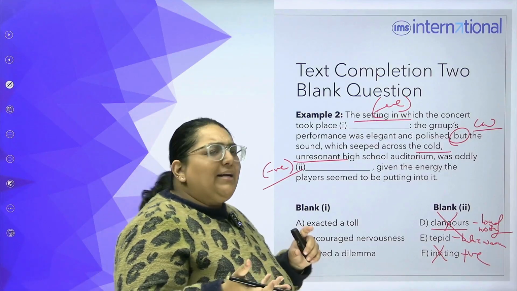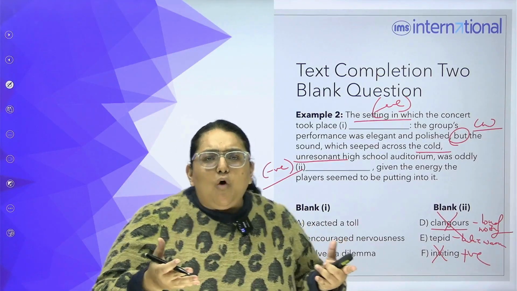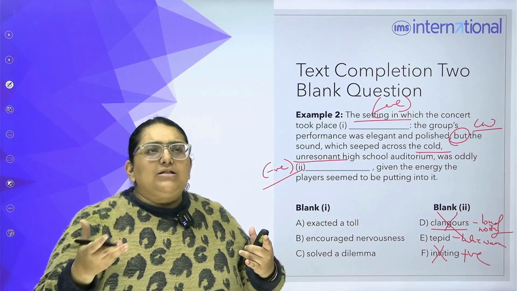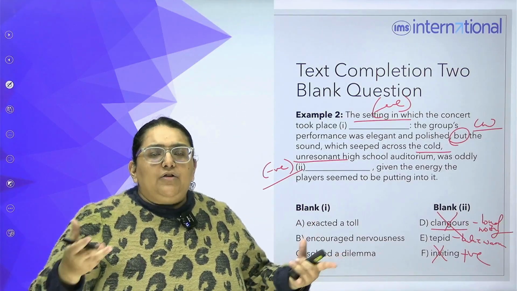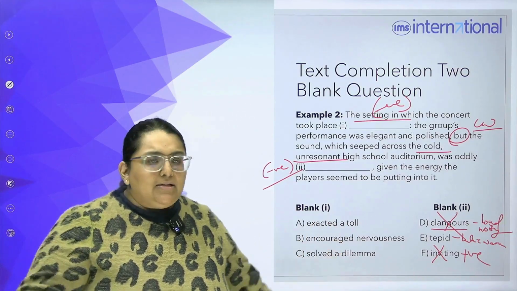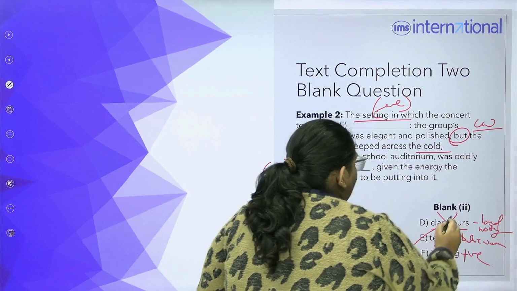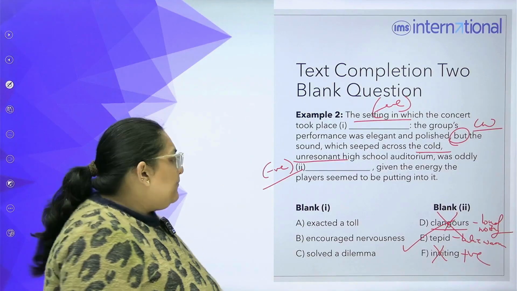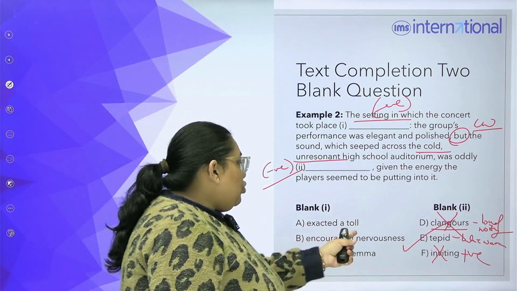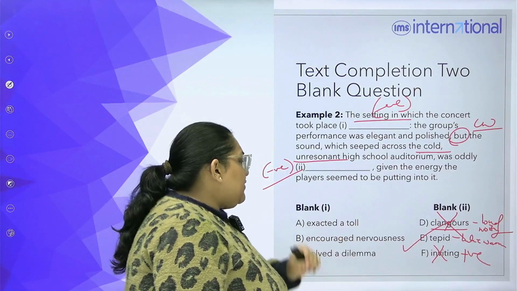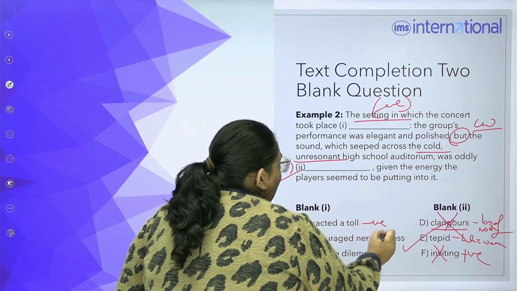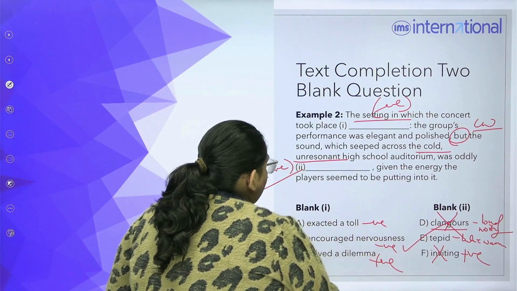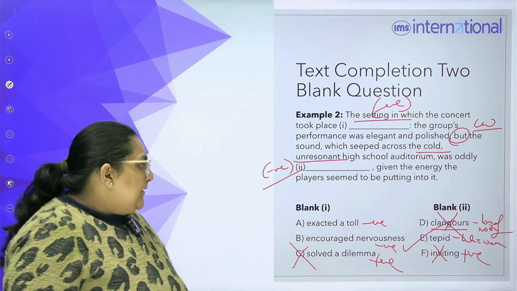Tepid. What do we mean by tepid? Tepid means lukewarm, or tepid would also mean something which is very bland or something which is not exciting, which is unenthusiastic. So tepid would fit here. And having a look at the first blank, exacted a toll, encourage nervousness, okay. The first two are negative. Solved a dilemma is definitely positive. So we can rule out C.